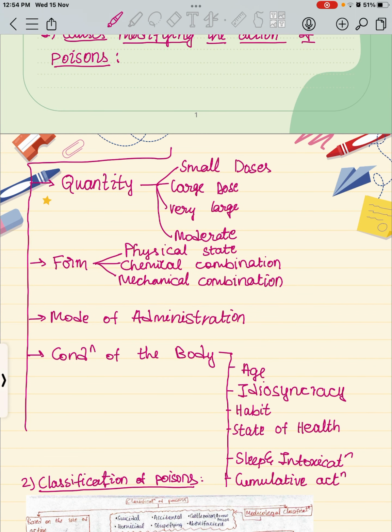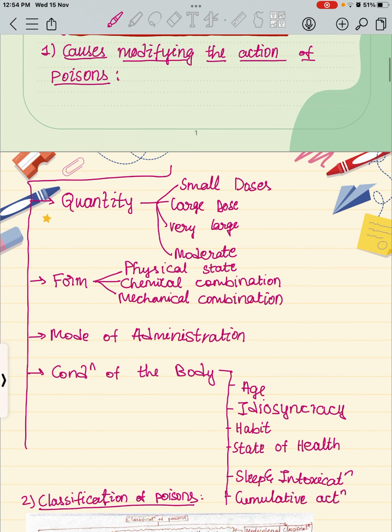The main causes that modify the action of poisons are quantity, form, mode of administration, and condition of body. There are four main causes, and let us see how the quantity of the drug or substance modifies the action of poison.